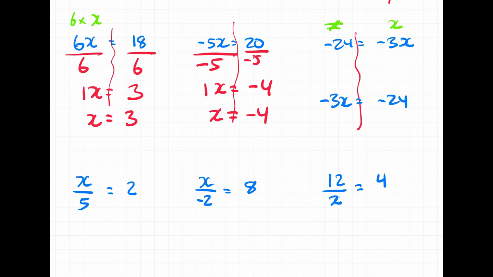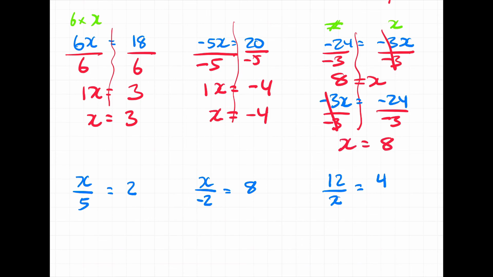But in this case, it's negative 3 times x, so what do I do? Divide by negative 3. Keep it equal, divide by negative 3. That becomes x equals 24 divided by 3 is 8. Negative divided by negative is a positive. And if we worked it this way, it'd be the same thing. Divide by negative 3, divide by negative 3. Those get canceled, and we have x equals 8.